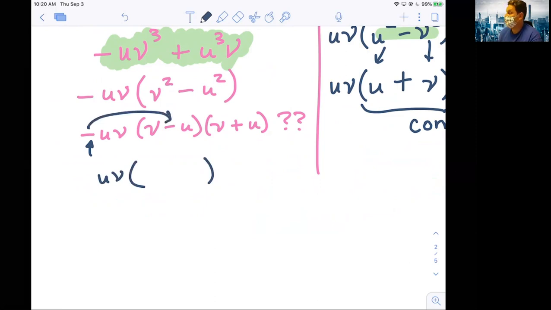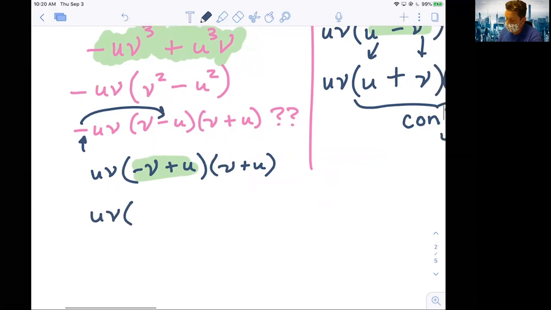If I distribute that -1 to that factor, it becomes -v plus u. Would you agree? It changes both signs, okay? And then I have v plus u at the end. So all I did is I changed those signs. Well, addition is commutative, isn't it? So I can flip the terms around.